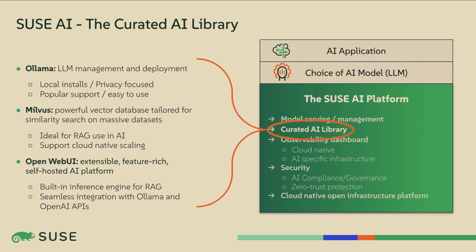In the curated AI library, we have Ollama, Milvus, Open WebUI. While it's possible to just out of the box put these three things together and have a chatbot, you're always going to want to have a framework for testing. So some ideas. We're going to get into a little bit about RAG. What's RAG? Retrieval Augmented Generation. We'll talk a little bit about what that is.